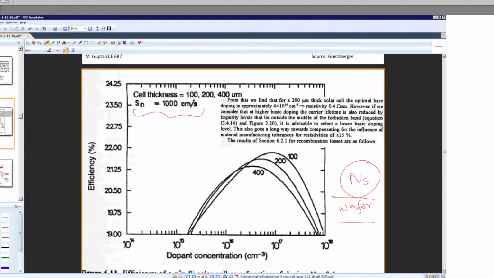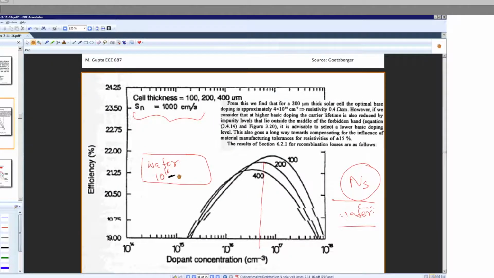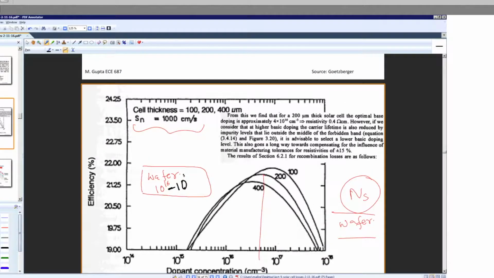That's right. So somewhere around, depending on the thickness, this is where you want to be, right? So that's what the commercial solar cells do. They start with a wafer with about 10 to the power 16 to 10 to the power 17 concentration.